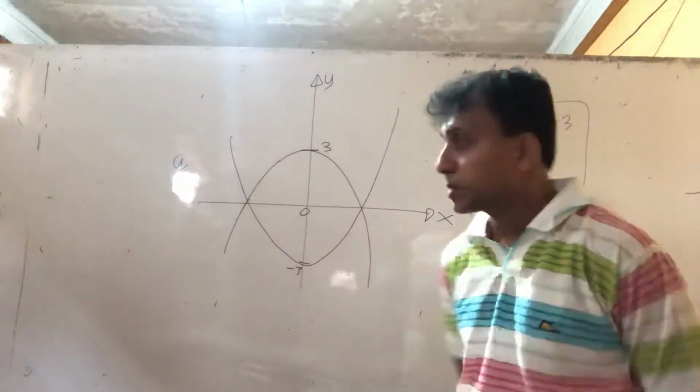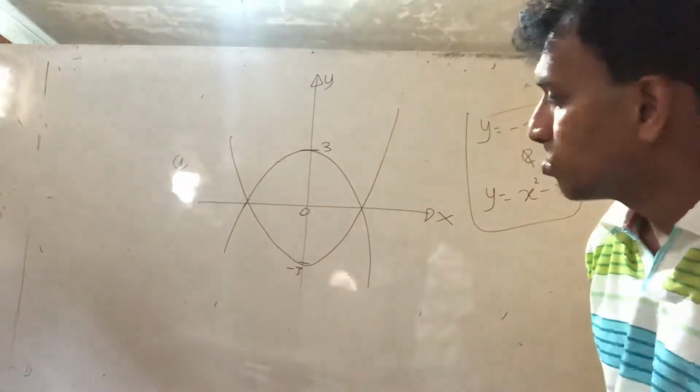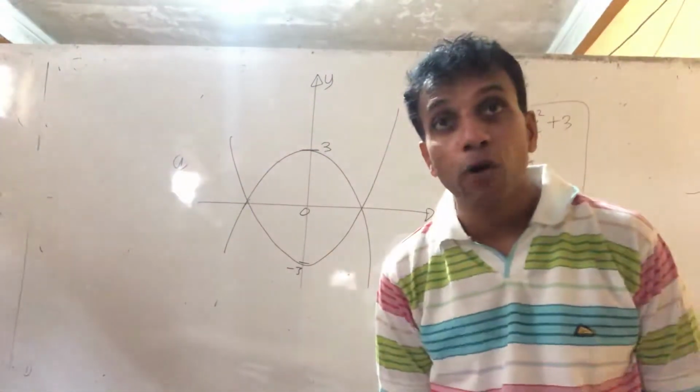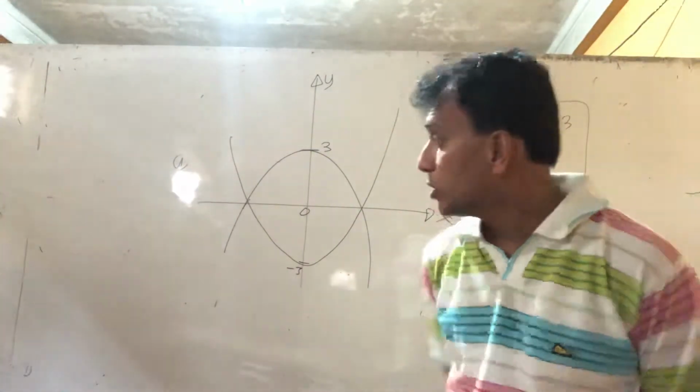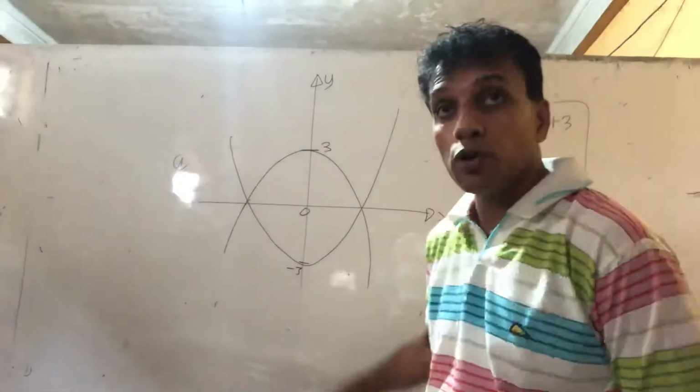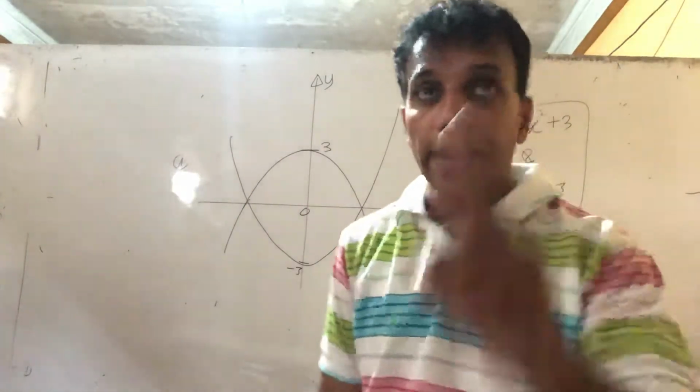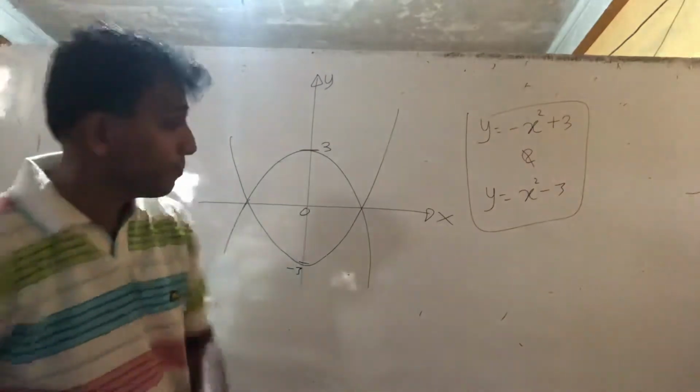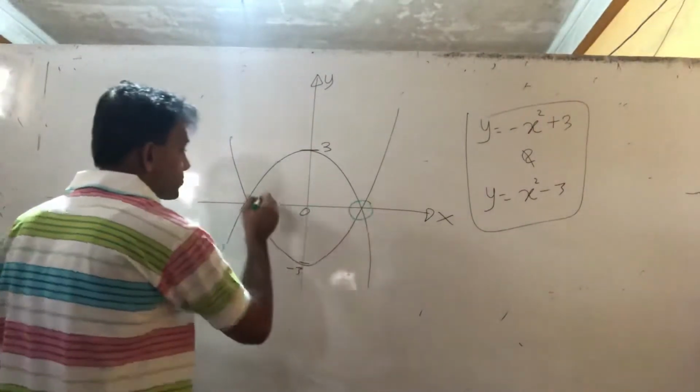Next, what? Both have the same turning points. Is it wrong? One turning point is up, here down, no connection. Another one, what you can see clearly: this point.